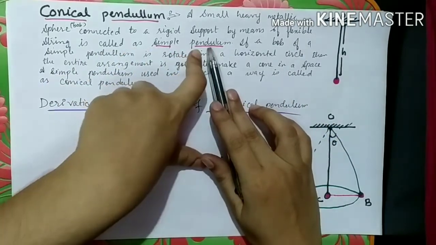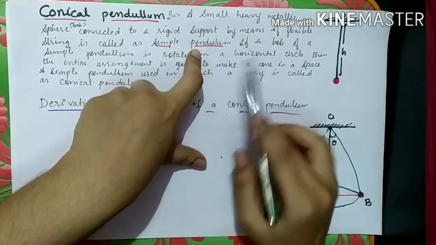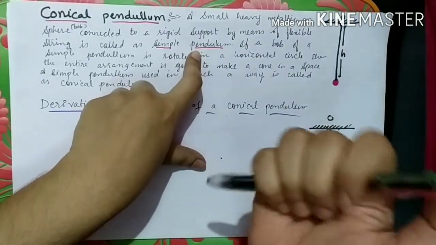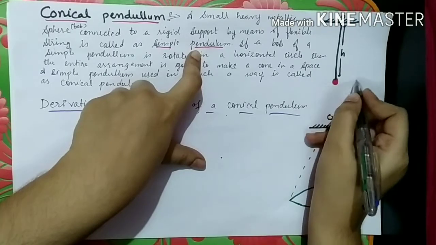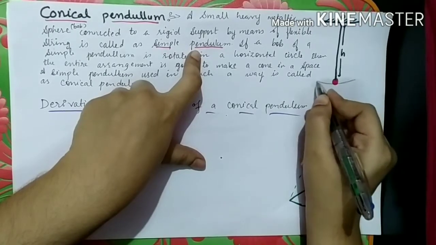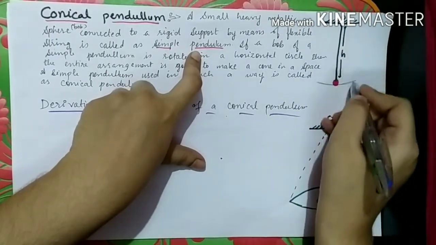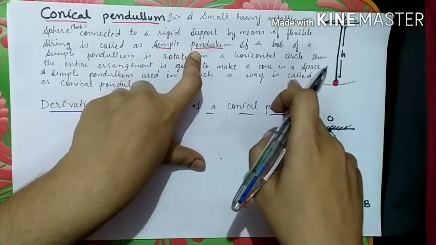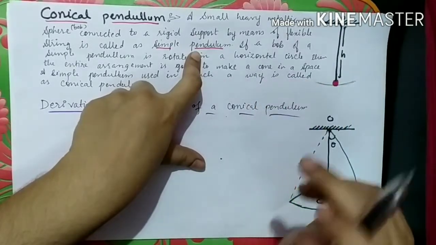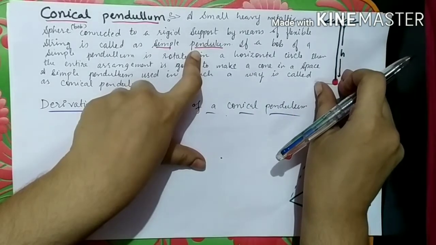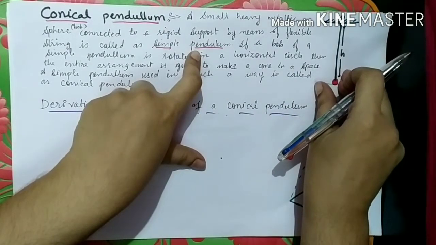So a simple pendulum can be used in two different ways. I can make it perform oscillation, meaning to and fro motion. The pendulum can move in an oscillatory path, and such type of motion will be called oscillatory motion.